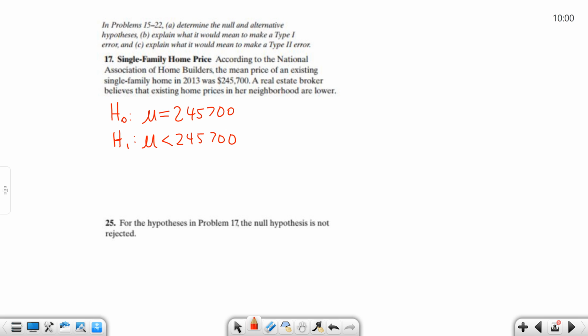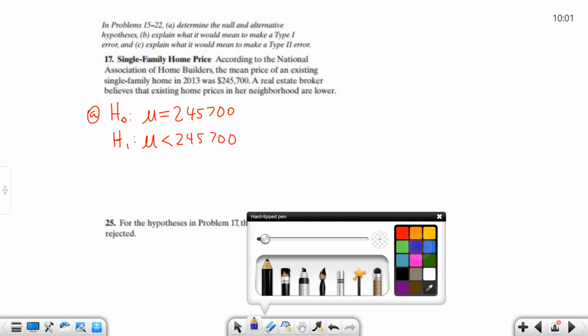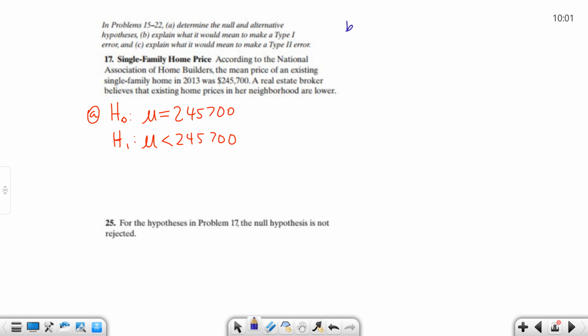All right, and then part B is what would it mean to make a type 1 error? So let's look at this, all right? A type 1 error, so B right here for this one. That's where we reject H0. So that's going to be where, if we reject H naught, we're taking this one, right? So we're going to say that our conclusion is, right?